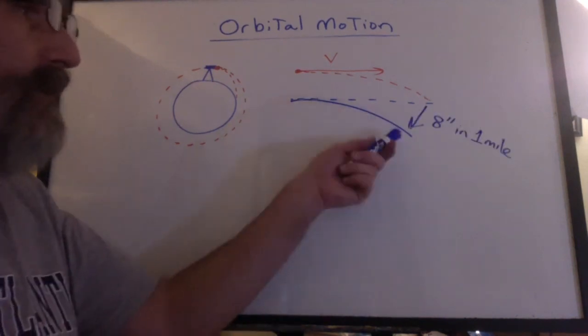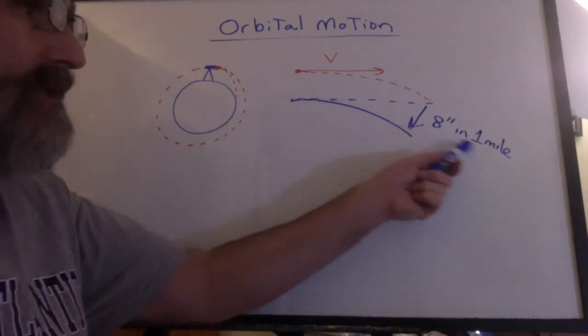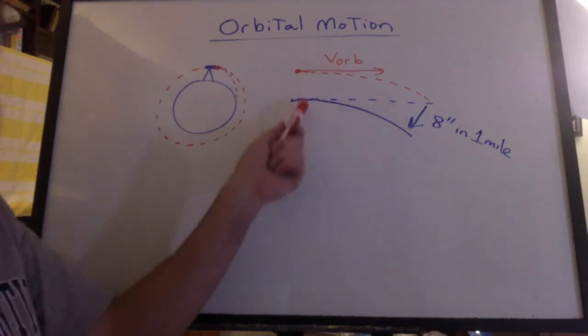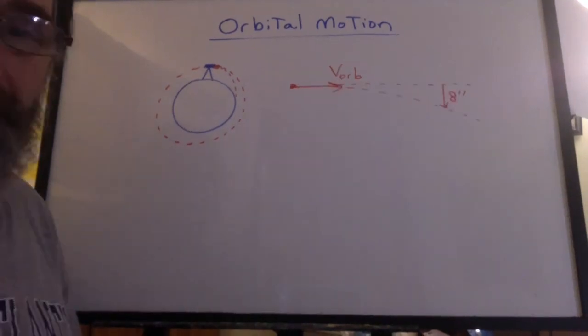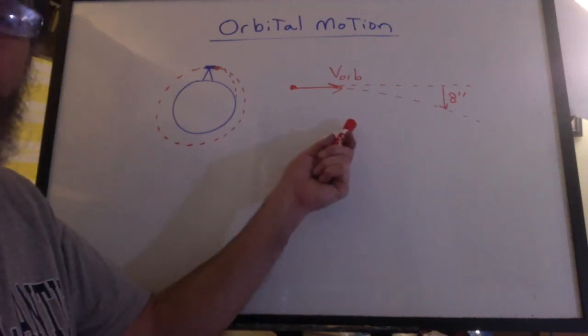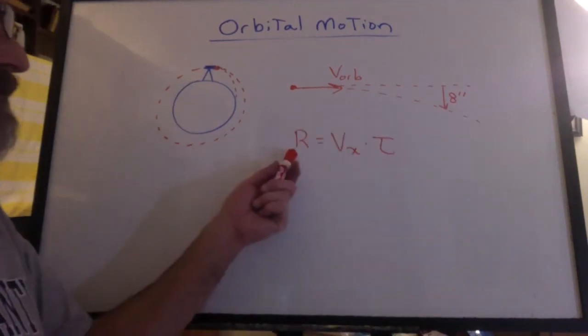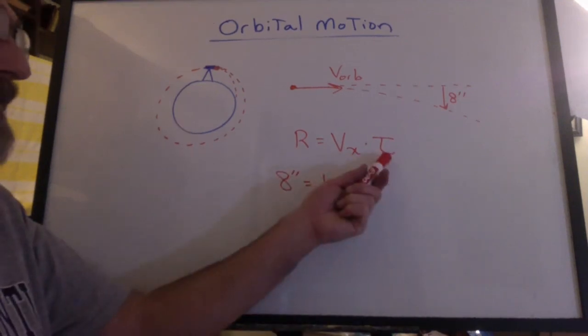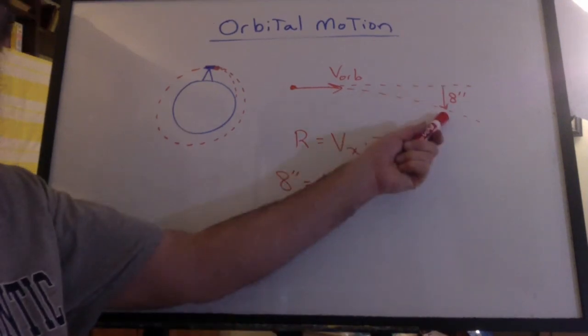Well, I know that the Earth curves about 8 inches in 1 mile. Let's use that information to find the orbital velocity near the surface of the Earth. We'll just do a projectile motion problem. We'll say the range is equal to Vx times t. How do we get t? From the time it takes to drop 8 inches.